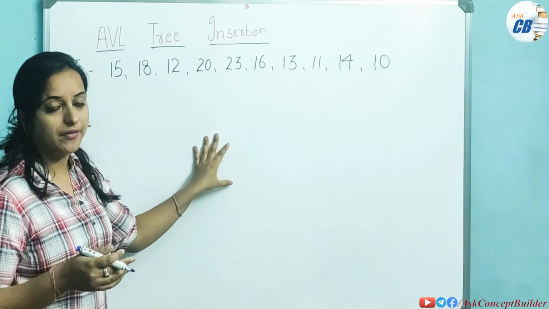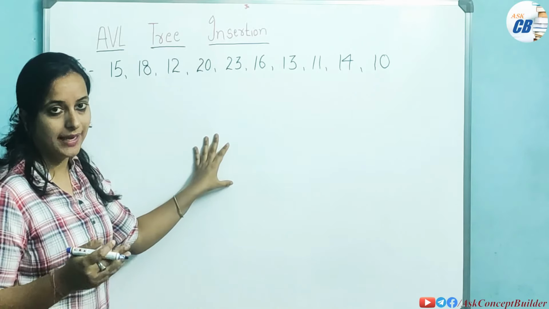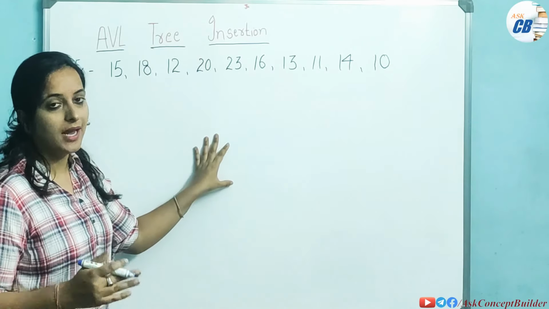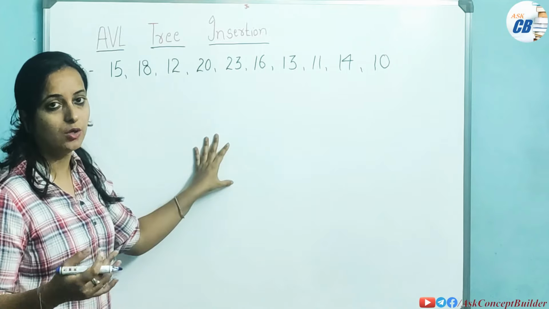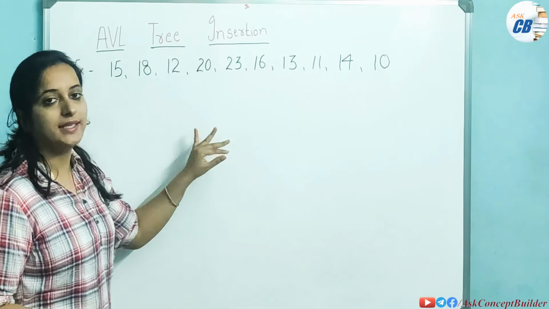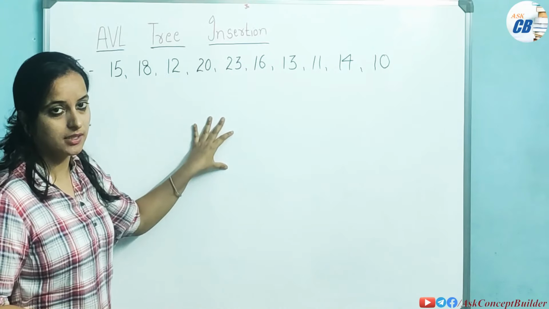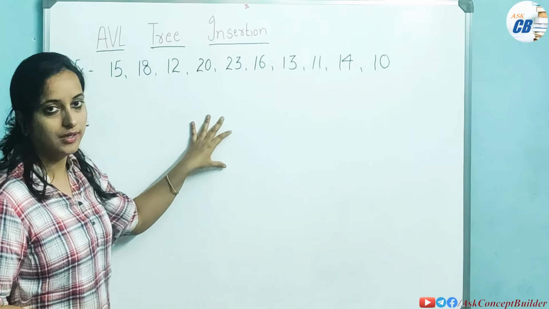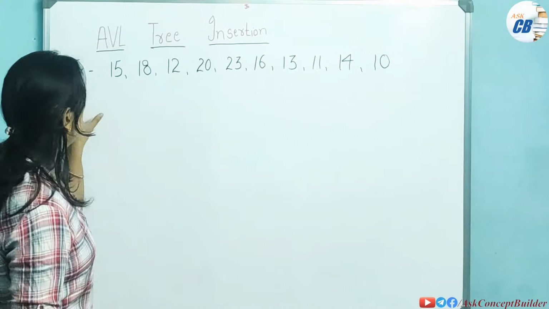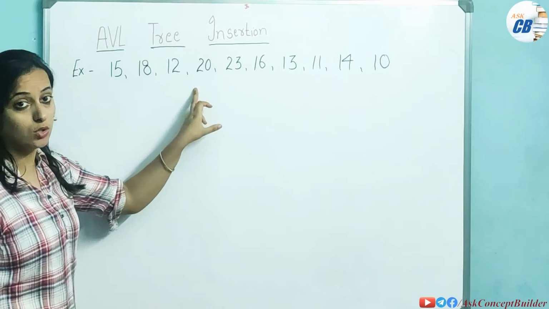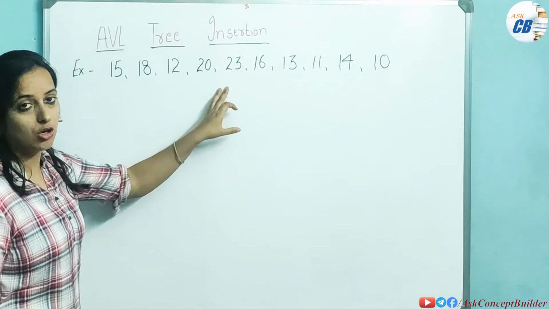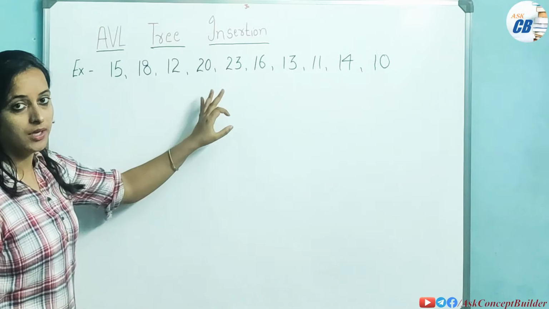So we have the LL problem, RR problem, LR problem and RL problem, and for that I have told you what rotations are involved. In detail we will see that in this example, while inserting the nodes in your AVL tree. These are the nodes given to you, and in this order you have to insert the nodes in your AVL tree.